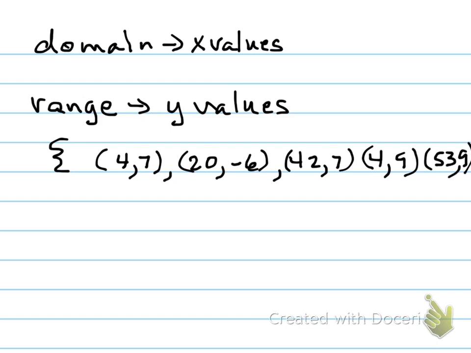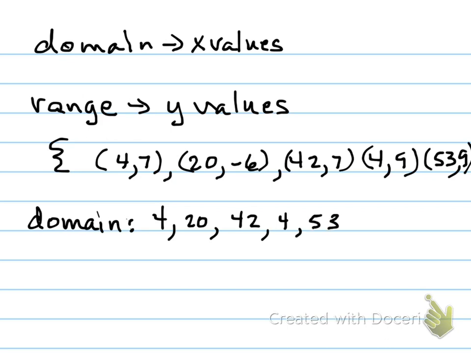Okay? Now, what we're going to do first is find the domain. And remember that the domain simply means every x value. So 4, 20, 42, 4, separate them by commas, and 53. So we have every one of our x values represented there. Okay?